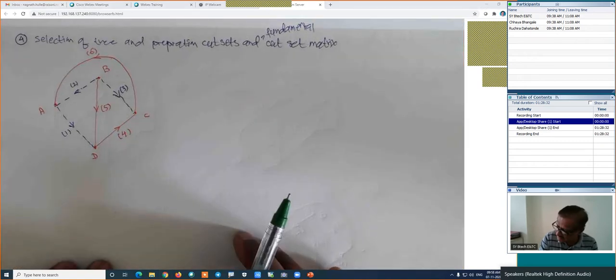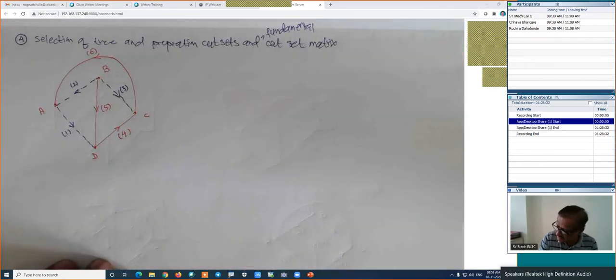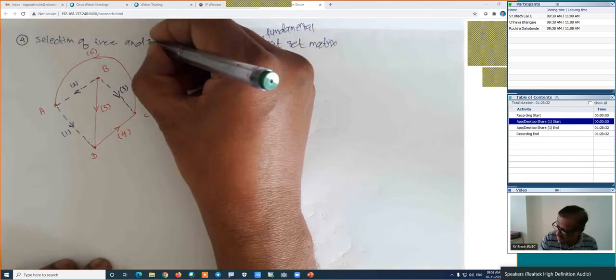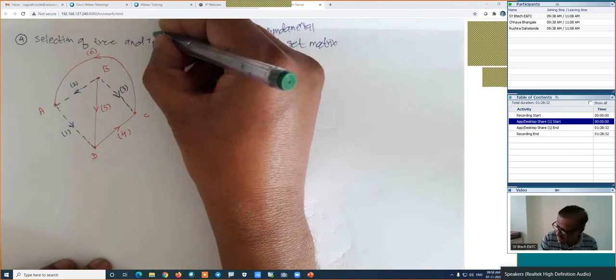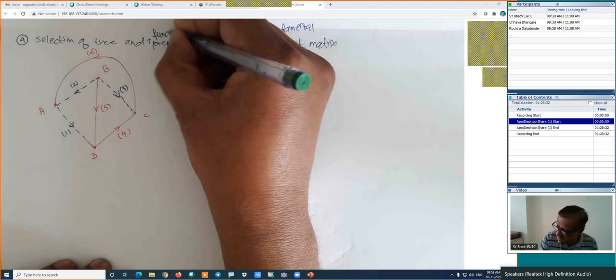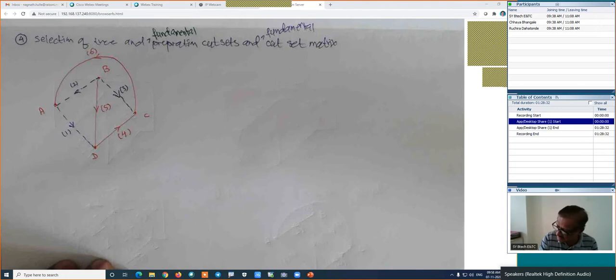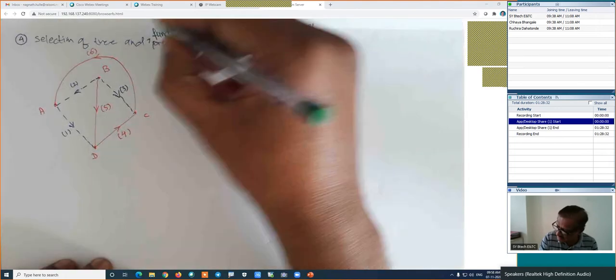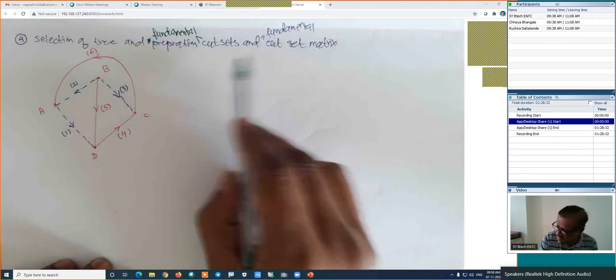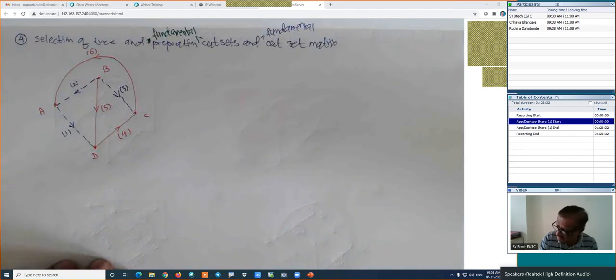Now what is the fundamental cut set? We have to prepare the fundamental cut sets. Otherwise I will write here also, that is nothing but fundamental. This is the preparation of the fundamental cut sets. Now how are the fundamental cut sets formed? A fundamental cut set is a set of branches whose removal will divide the given graph into two parts, and that set of branches consists of only one tree branch.